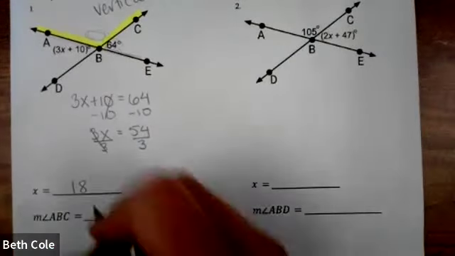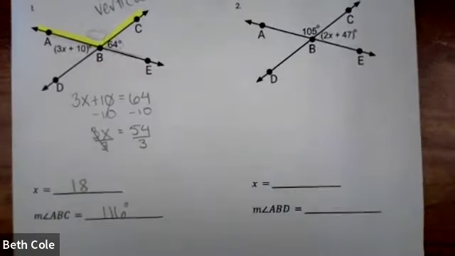And I just typed that into Desmos. So I got 116. And we want to put our degree symbol with that because that's the measure of an angle. That went really good. That was awesome. You guys remember your algebra.